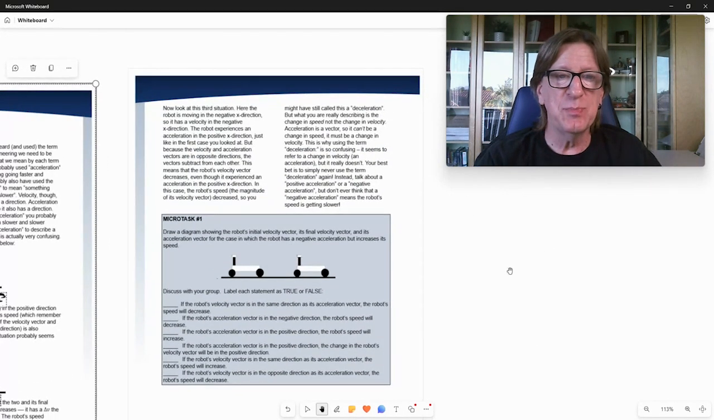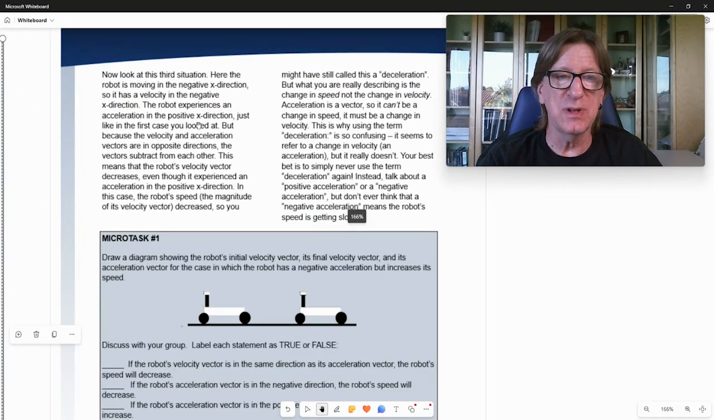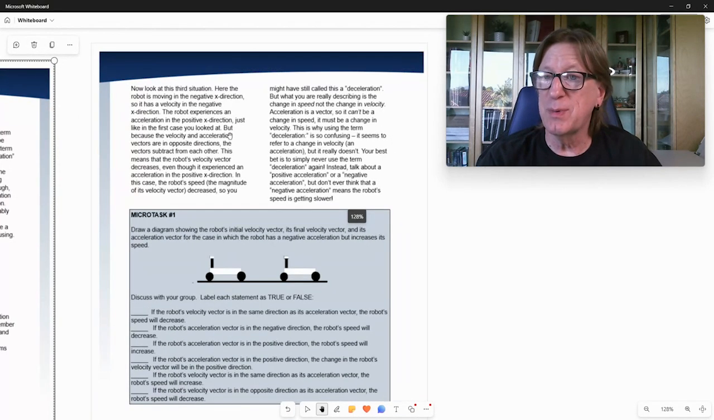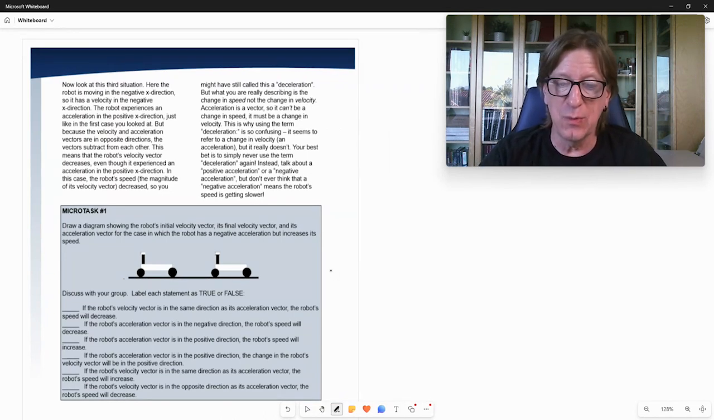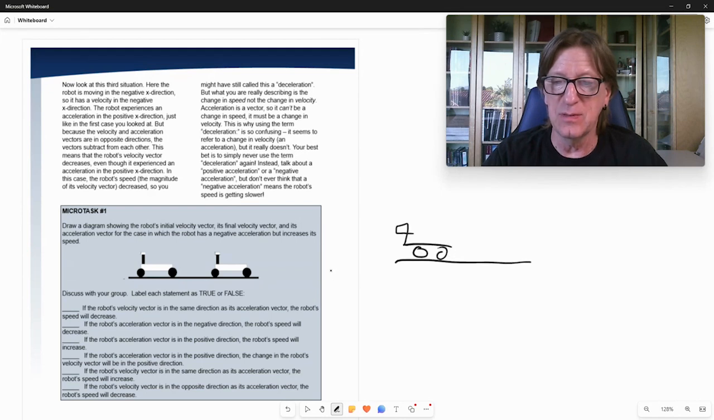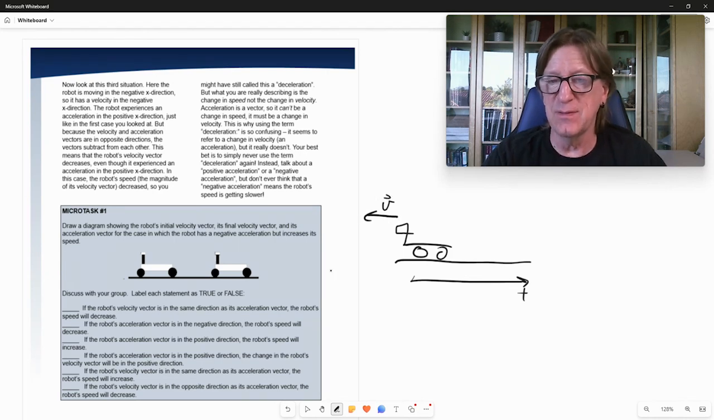All right, suppose I have the robot, and we're looking at this part up here. Suppose I have a robot that's moving in the negative x direction. So now we're going to draw our ground here, and we're going to have our robot going this way. We're still going to make this be positive, right? But now it's got a velocity in the negative x direction. So our velocity is actually negative.